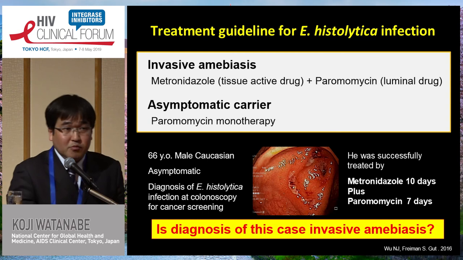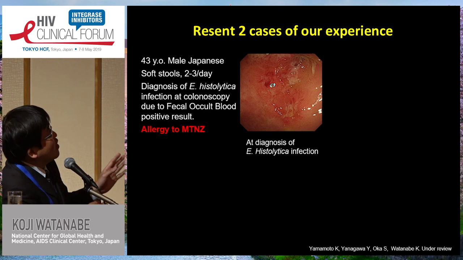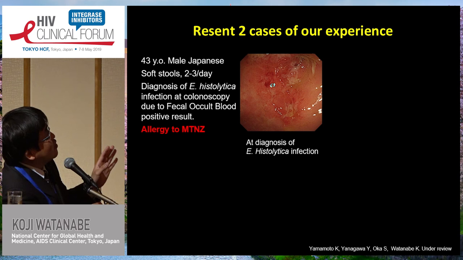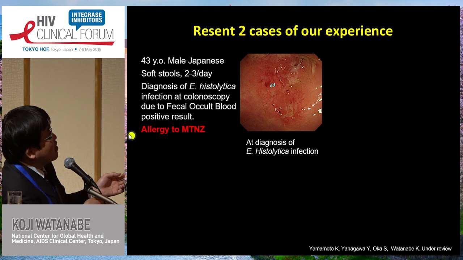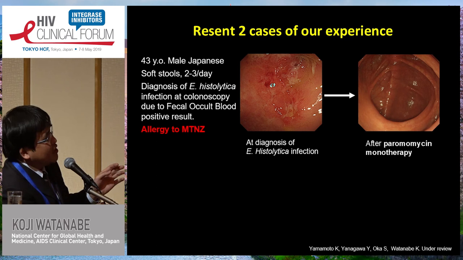And this is our experience. Two cases. A 43-year-old male Japanese with very mild symptoms, diagnosed with E. histolytica infection at colonoscopy due to a positive FOB result, a cancer screening. You find an ulcer in the large intestine, but he has an allergy to metronidazole. We treated him with paromomycin monotherapy, and we successfully treated him without metronidazole.